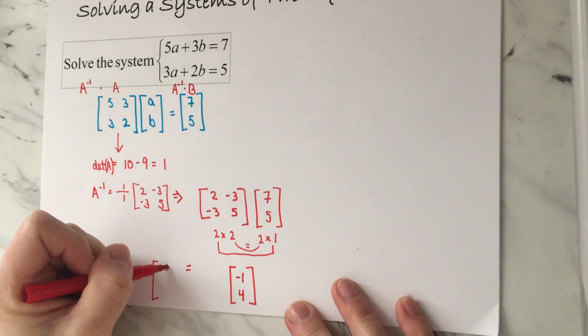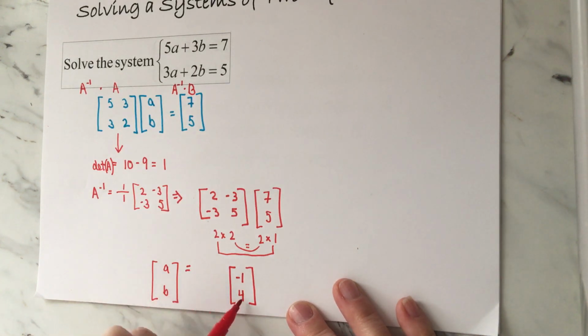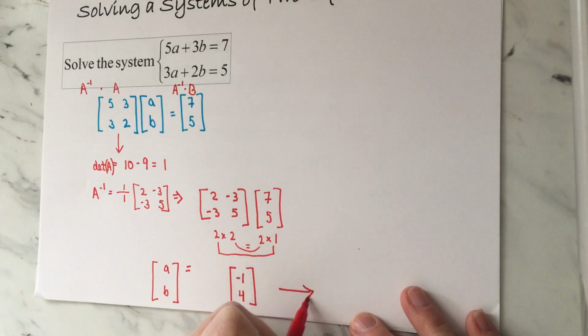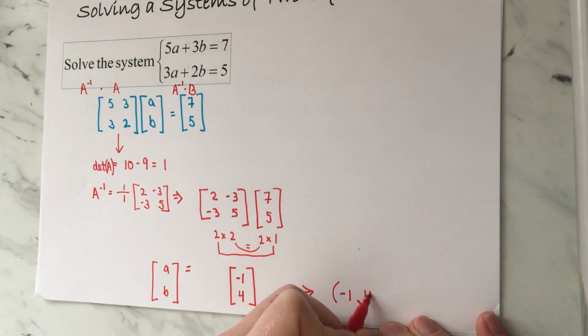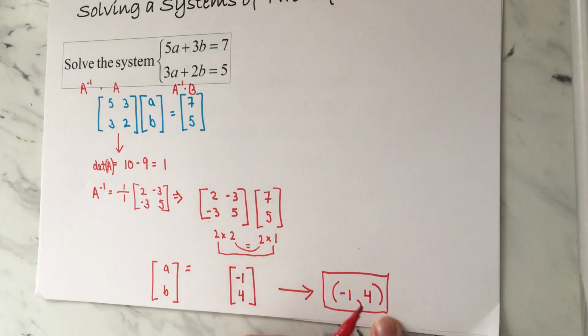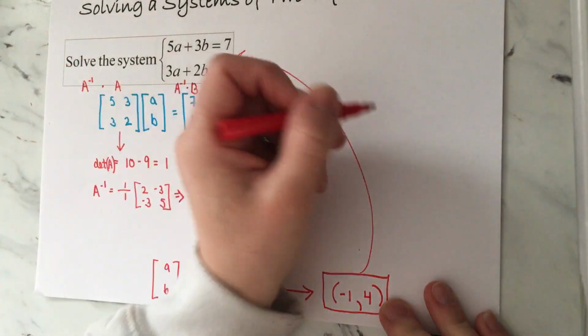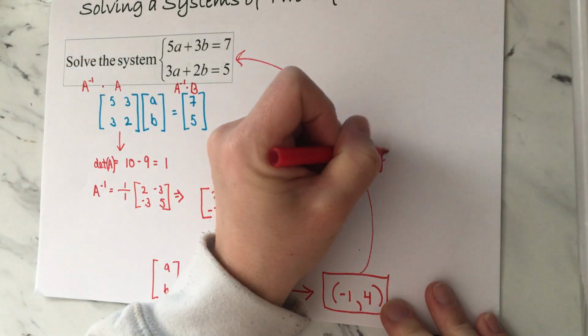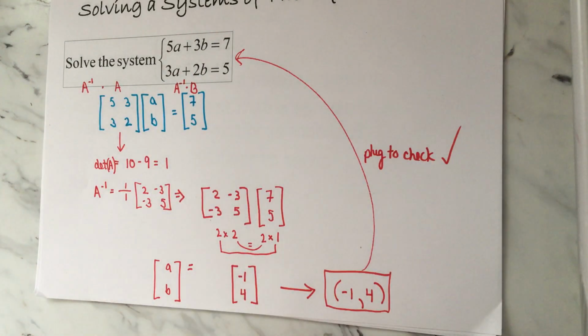Therefore, I have now isolated the variable matrix by itself. It is equal to this, which we can now say that A is -1 and B is 4. We have solved the system of equations. Remember, if you ever wanted to check, if you had lots of time, you could always plug back in to check. All right, so that is solving a matrix equation.